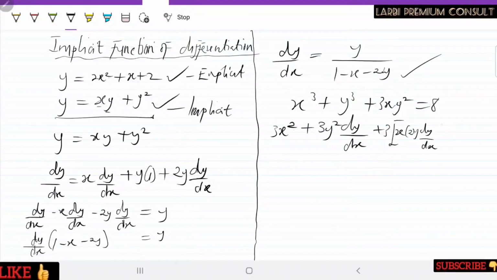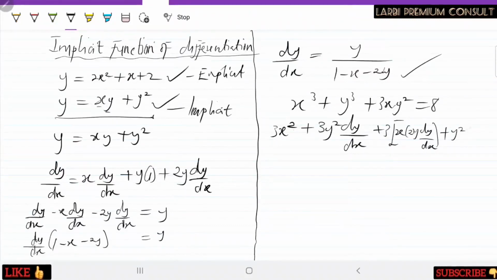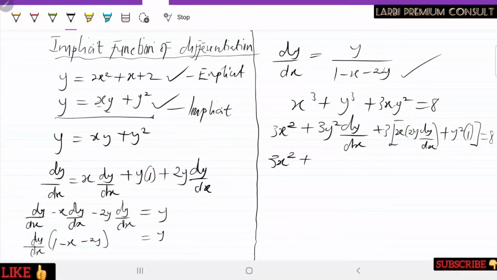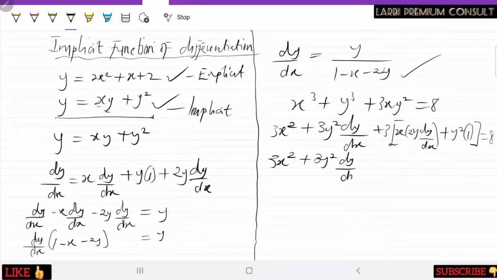Is that okay? Plus, then here too, I'll come and hold the y squared and I'll differentiate the x, which is going to be 1. Then I have, and it's equal to what? 8. I believe that is clear. So at this stage here, it becomes what? 3x squared plus 3y squared dy over dx.